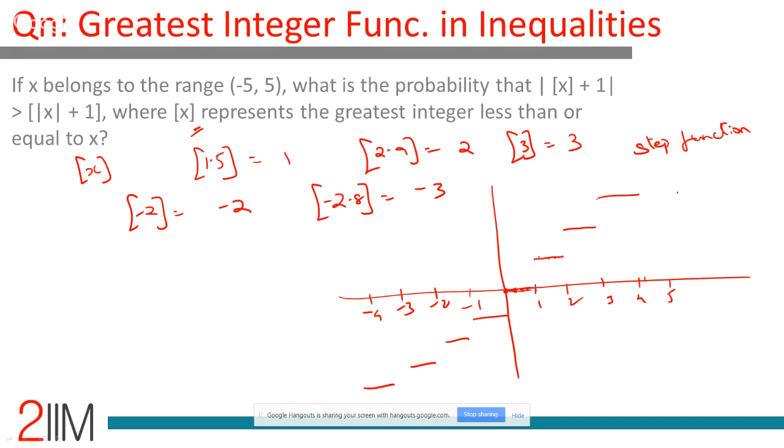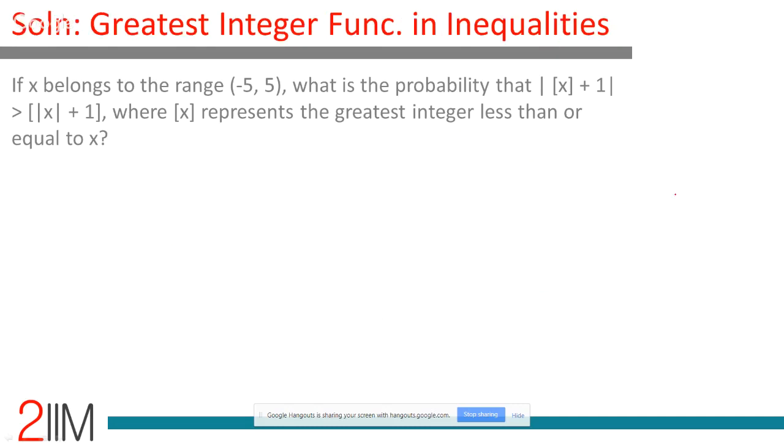Now, visualizing all that is fun, but how do we solve the problem? This talks about functions, inequalities, and some probability. I'm going to forget all of that. Let me put x equal to 1. What happens? Modulus of greatest integer of 1, plus 1, on one side. Greatest integer of modulus of 1, plus 1, on the other side. This is modulus of 2. This is greatest integer of 2. This is 2. The greatest integer of 1 is 1, so 2 will be equal, 3 will be equal.